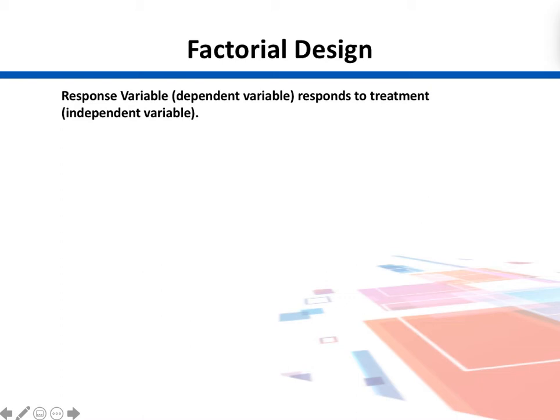Factorial design. Response variable, that is the dependent variable, responds to treatment, which is the independent variable, and we have seen that many times before. So we model those experimental designs. We have the response variable in them, and we have the treatment variables in them. Treatment is also called a factor, and it has levels in it.